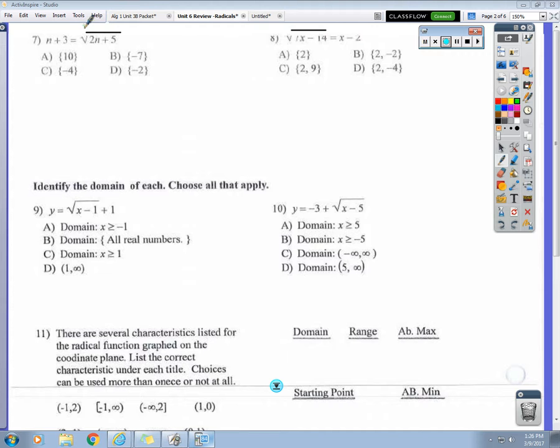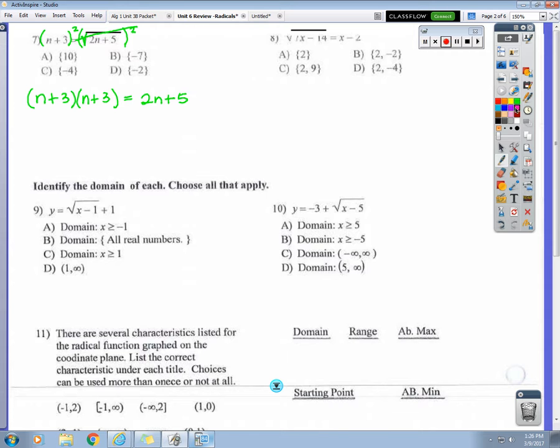N plus 3 equals the square root of 2n plus 5. If you see a problem like that, what do you need to do first? Square it. The first thing we need to do is get rid of this square root sign, and the inverse of that is squaring it. But if you square one side, you must square the other side. So now on the left, we have n plus 3 squared, which literally means n plus 3 times n plus 3. On the right side, the square root got canceled by the squared, leaving just 2n plus 5.